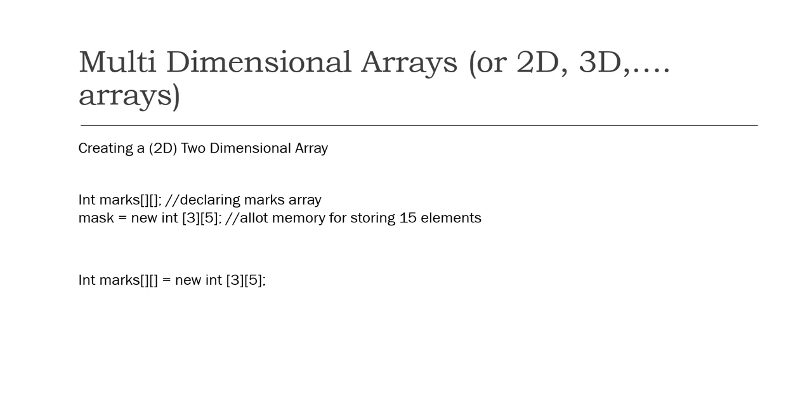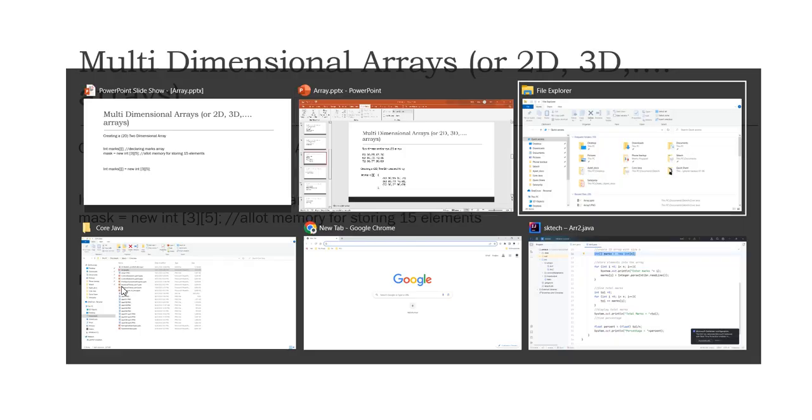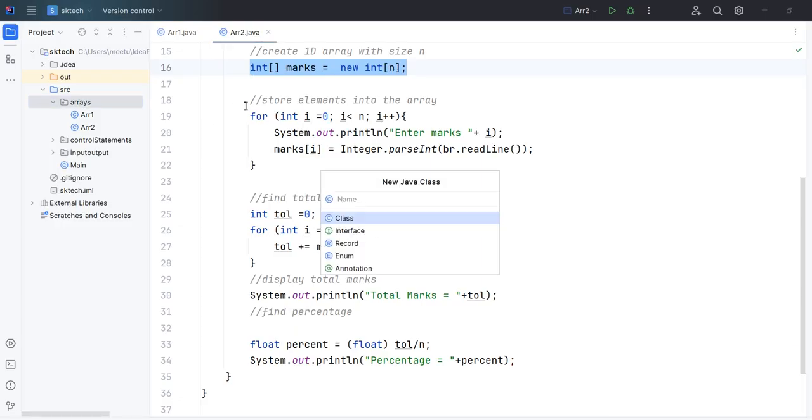Then we will see how to store the elements, if we have created the array this way, using the for loop at runtime. So let's go to the IntelliJ IDE. Let's create another class. Let's give the name as Matrix, because it will look something like a matrix, where we'll have n number of rows and n number of columns.